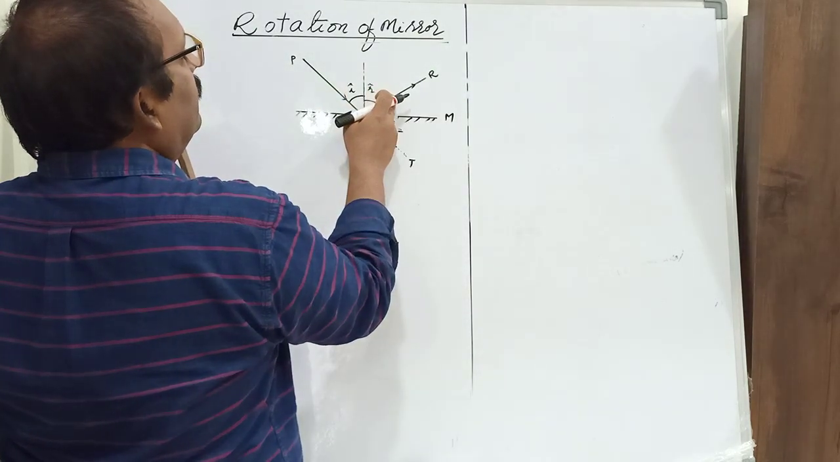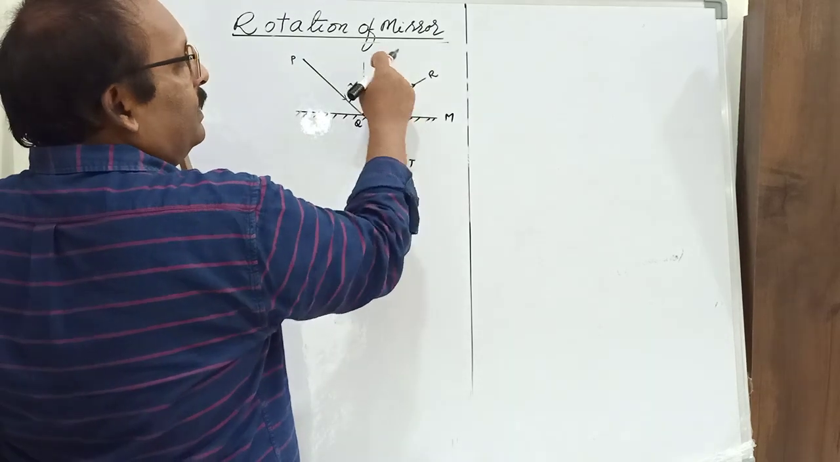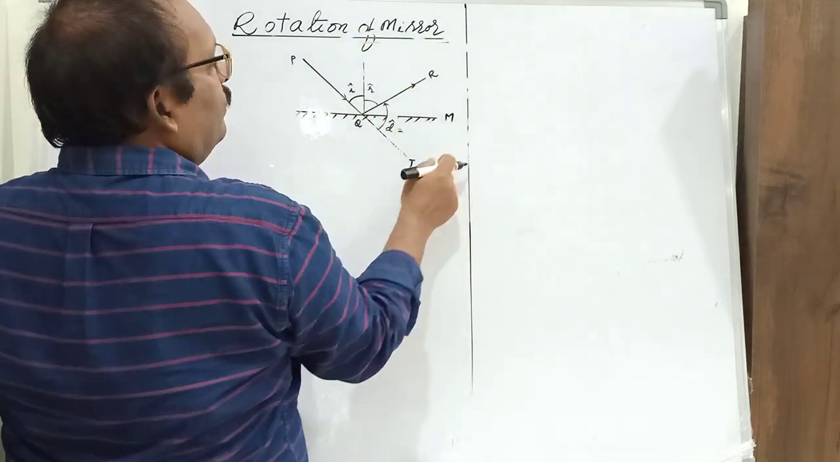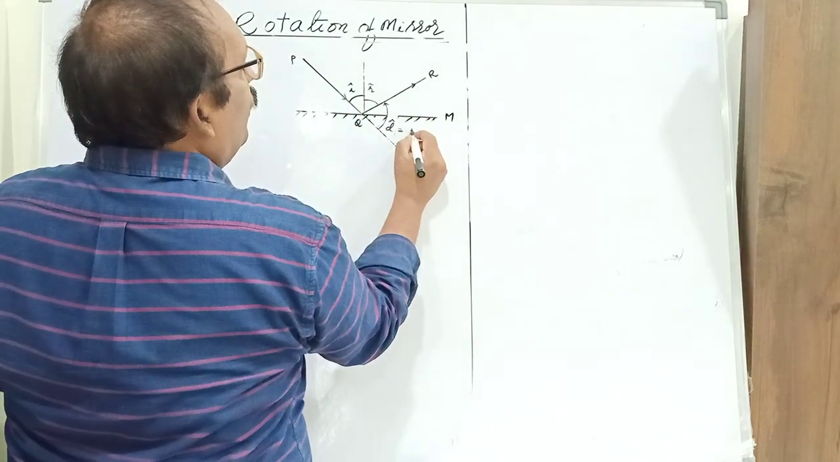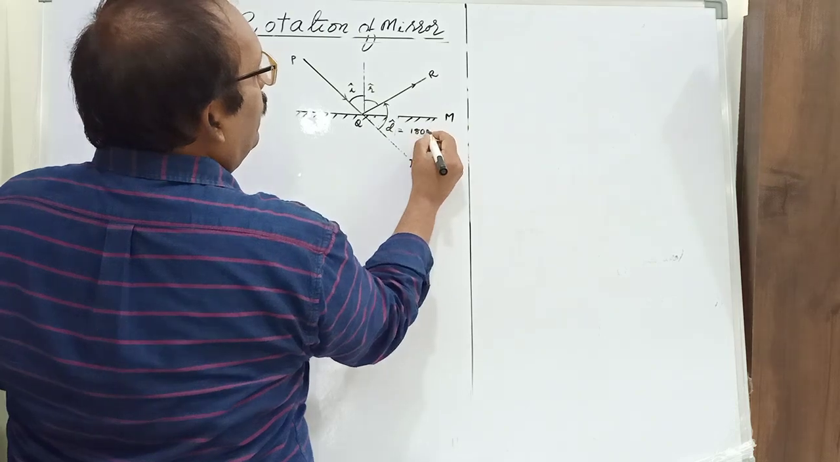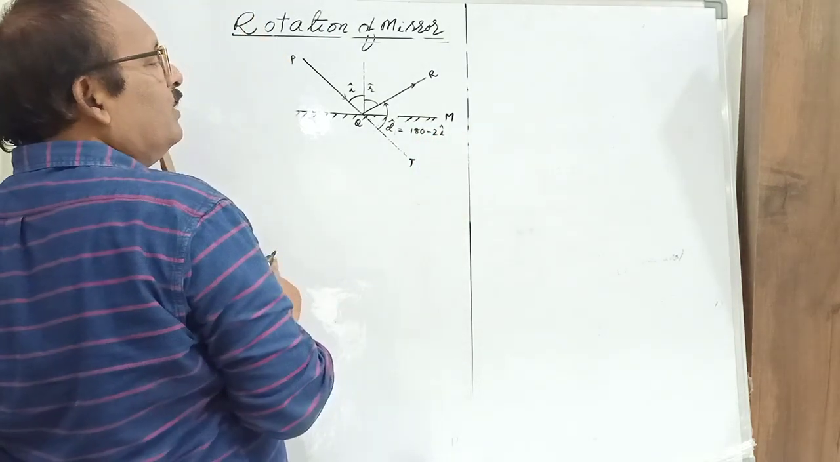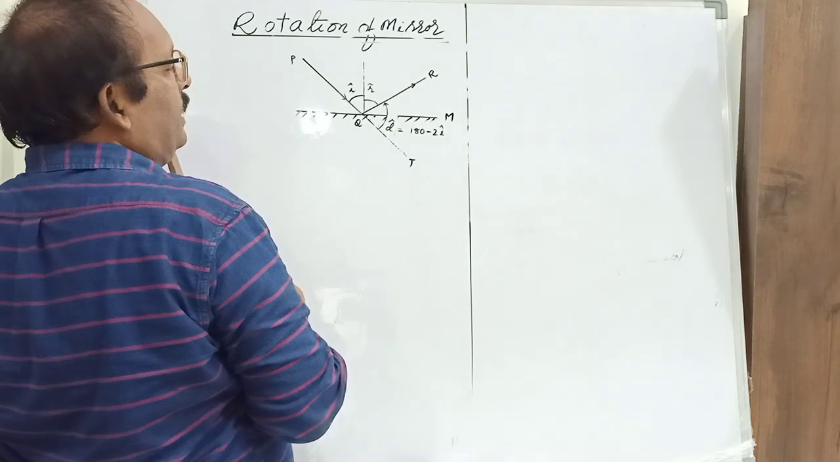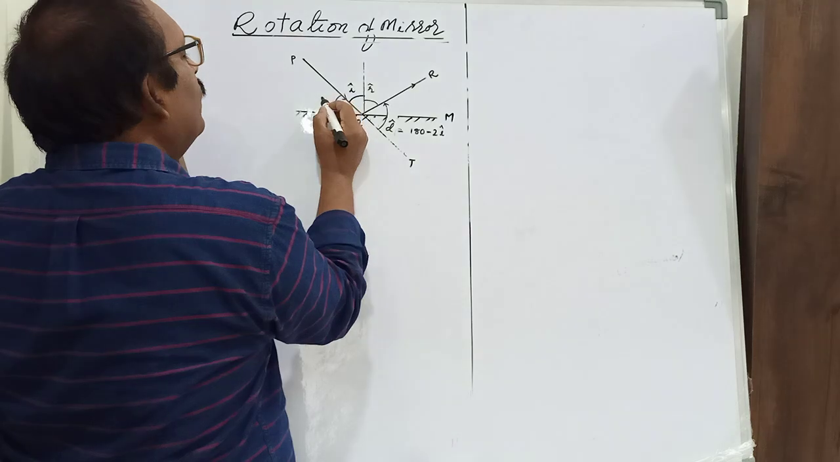This is i. This is also i because angle of incidence equals angle of reflection. This is 2i. The total angle is 180 degrees. Hence the deviation must be equal to 180 minus 2i. In terms of glancing angle also we can say. This is called glancing angle.